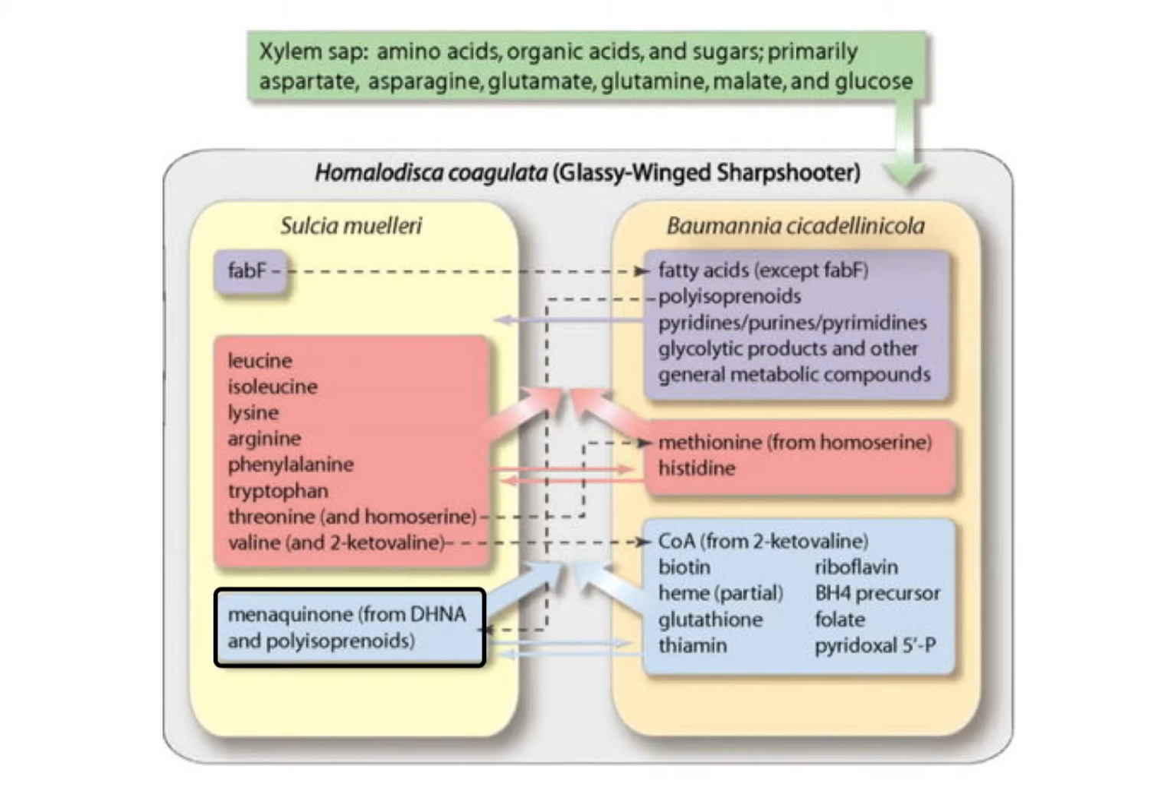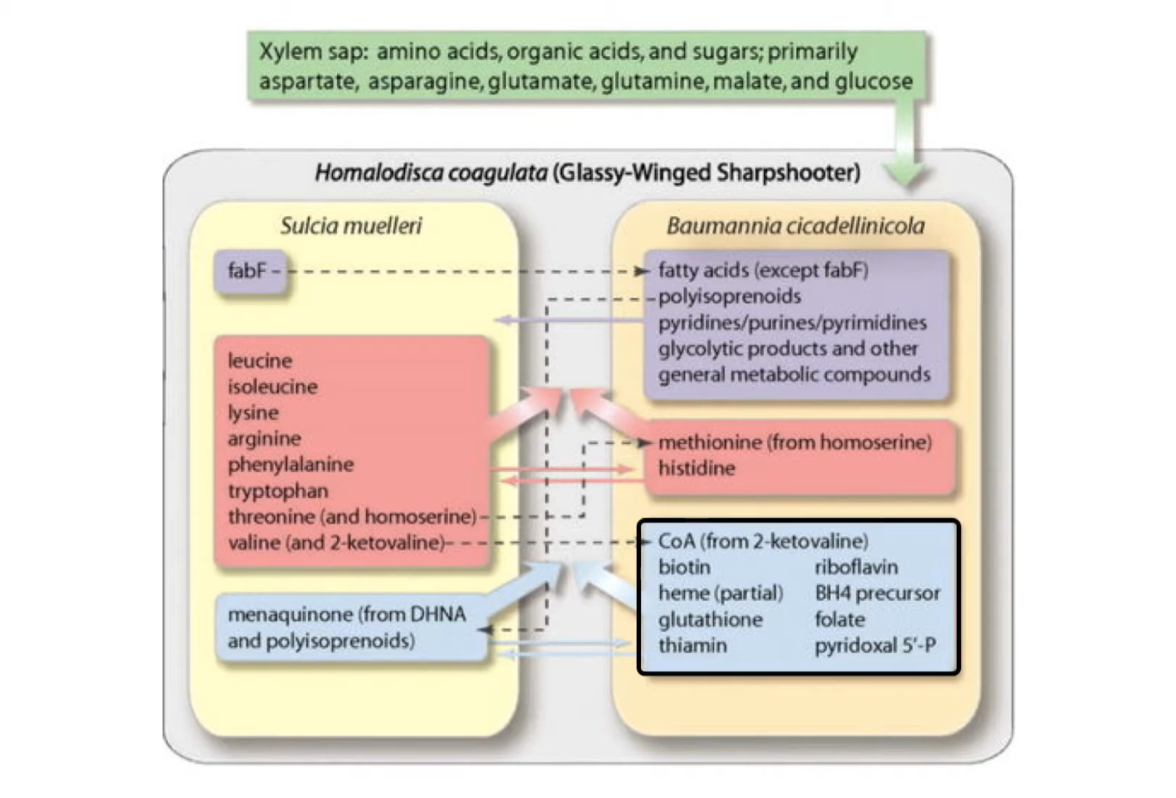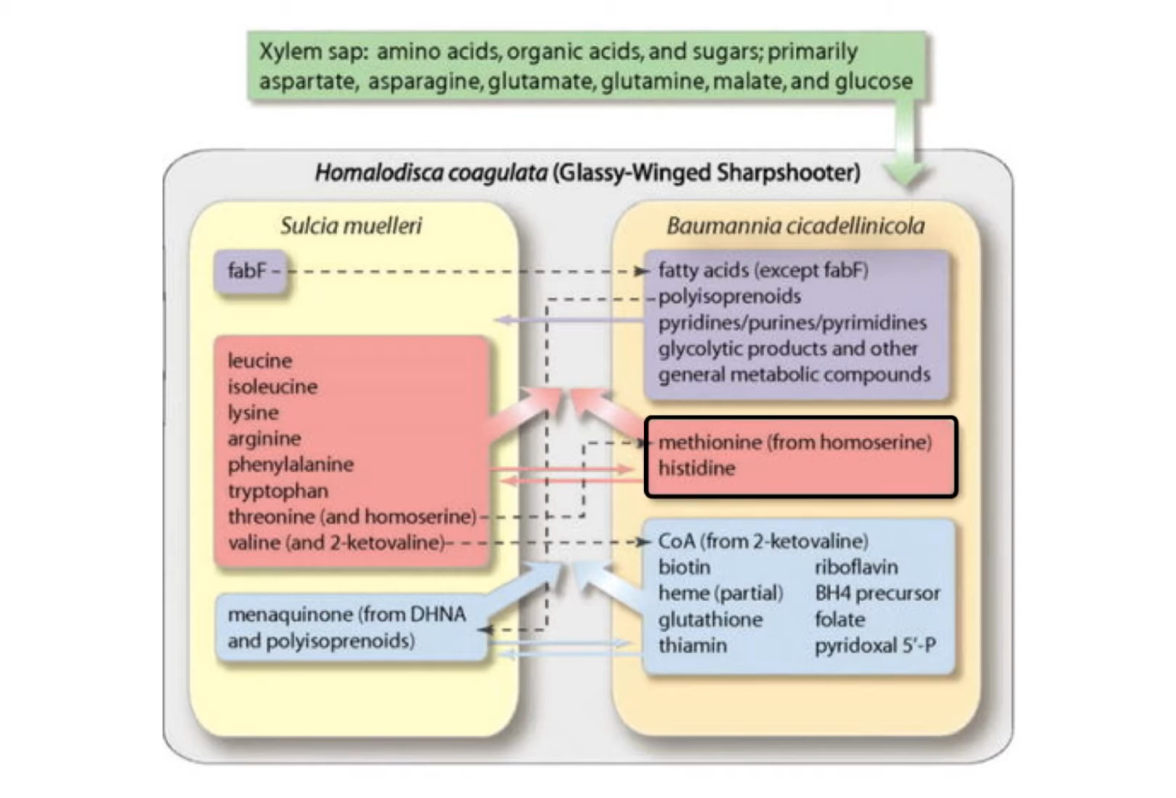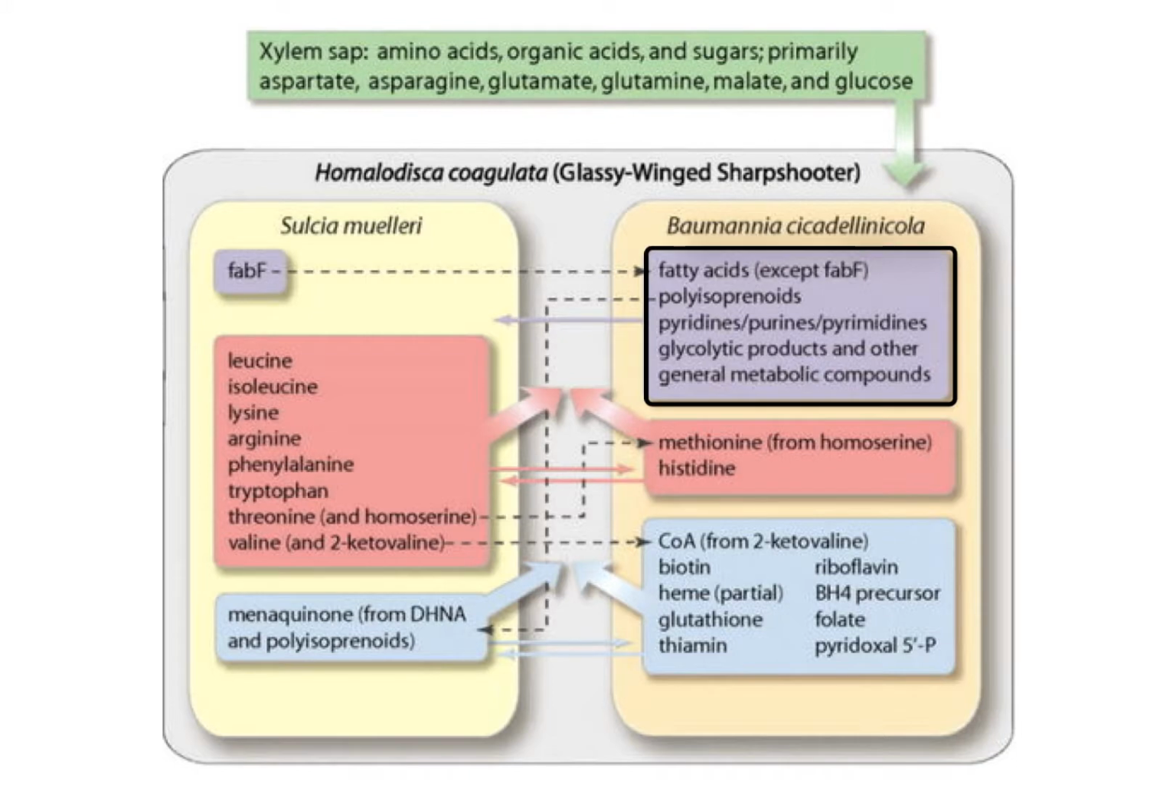It also produces a few cofactors, but not many. Those are primarily supplied by the Baumannii cells. So biotin, heme, riboflavin, etc. are produced by Baumannii, and those are fed to the glassy wing sharpshooter cells. Baumannii also produces some other necessary compounds up here at the top.